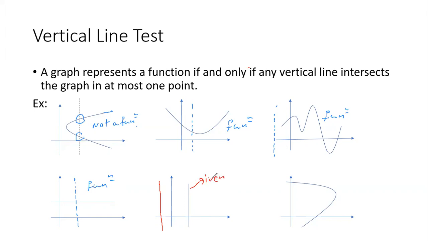Given this, we don't know yet if it is a function. The given line is this. Now, as this red line moves on, it's not intersecting until it comes here. When it comes here, at the time they are overlapping, this vertical line intersects more than one point. In fact, it is intersecting an infinite number of points because they are overlapping. Therefore, this is not a function.